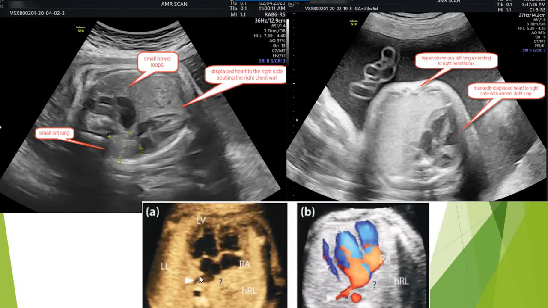And here is a case of scimitar. You will notice that there is a single pulmonary venous return from the left lung, and the heart is rather mesocardiac, centrally seated in position. This is the main important differential diagnosis.